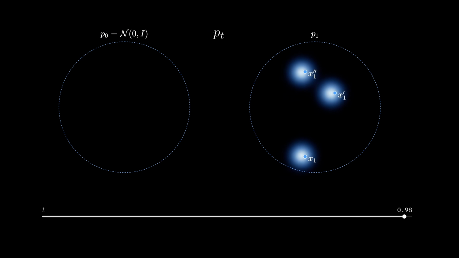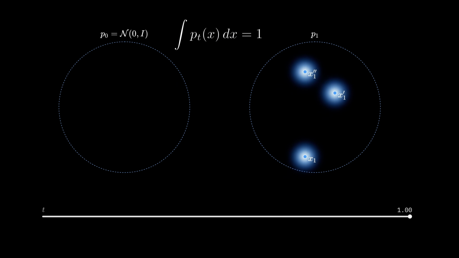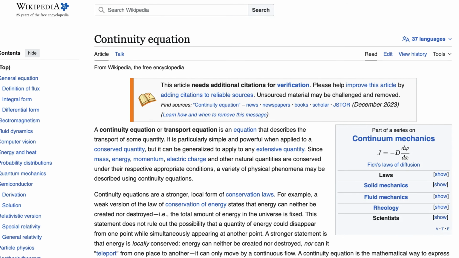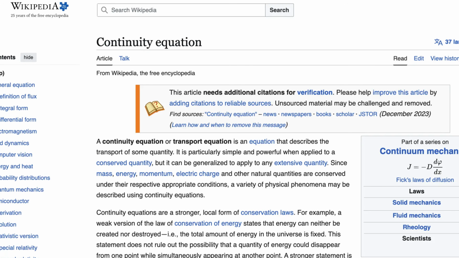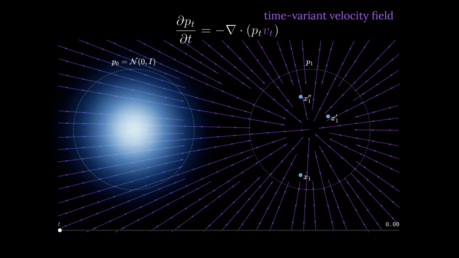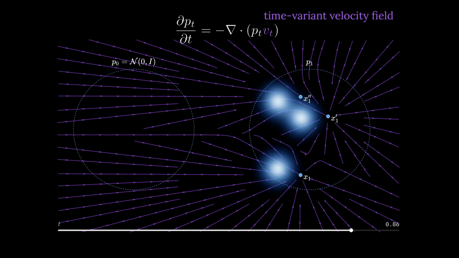It is also a conserved quantity, as it always integrates to 1. It doesn't spontaneously appear or disappear. Instead, it simply moves through time and space. This type of transport is described by a classical result from the 19th century, the continuity equation. The continuity equation gives us an expression for the partial derivative that we didn't know how to tackle earlier. It involves a time-variant velocity field vt that transports the density over time.